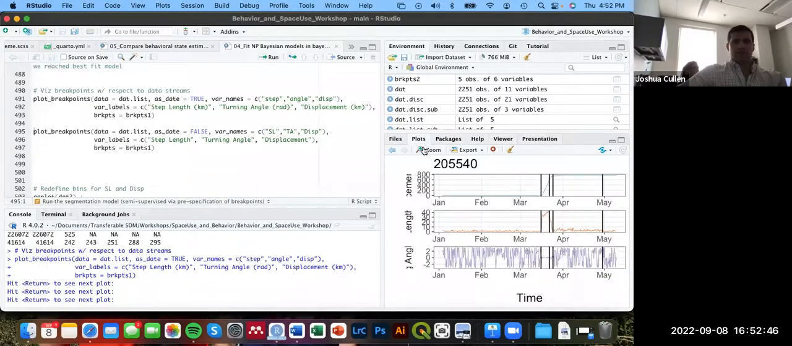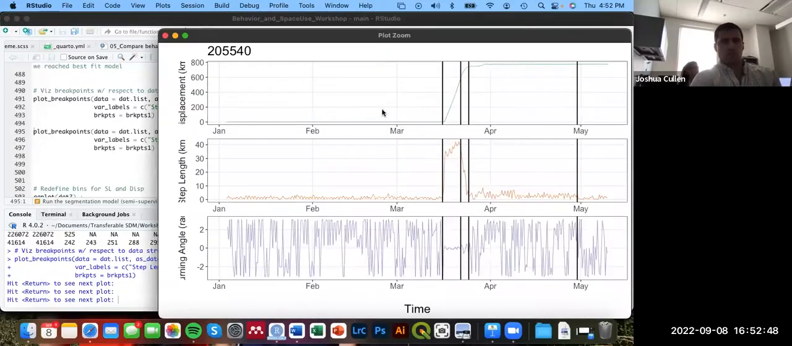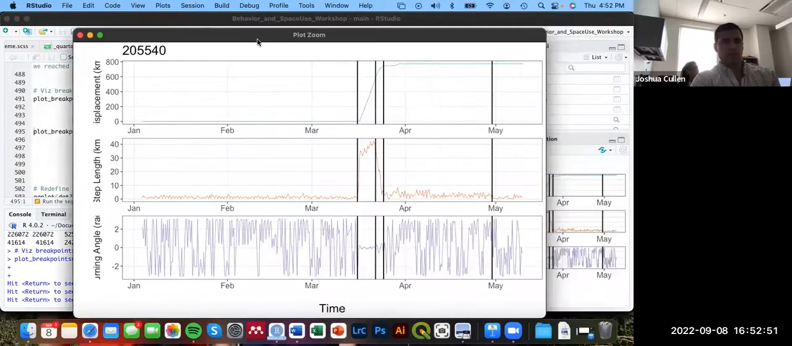If we look at this next individual, we see some other types of breakpoints. This migratory period is actually broken up into two segments, and then this foraging period is broken up into two segments, which seems unusual. If we look at the step lengths, it seems that this second or third segment makes sense because step length is dropping precipitously. So it's slowing down as it's getting further away before it reaches the foraging area.